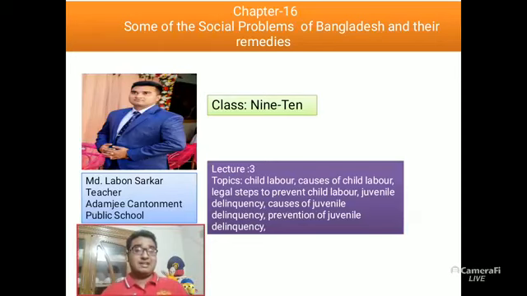I have already taken two classes on chapter 16. So today I am going to take a class on chapter 16. I think you all know the name of the chapter: some of the social problems of Bangladesh and their remedies. Before the start of my class, let's have a look at the screen for our today's learning outcomes.